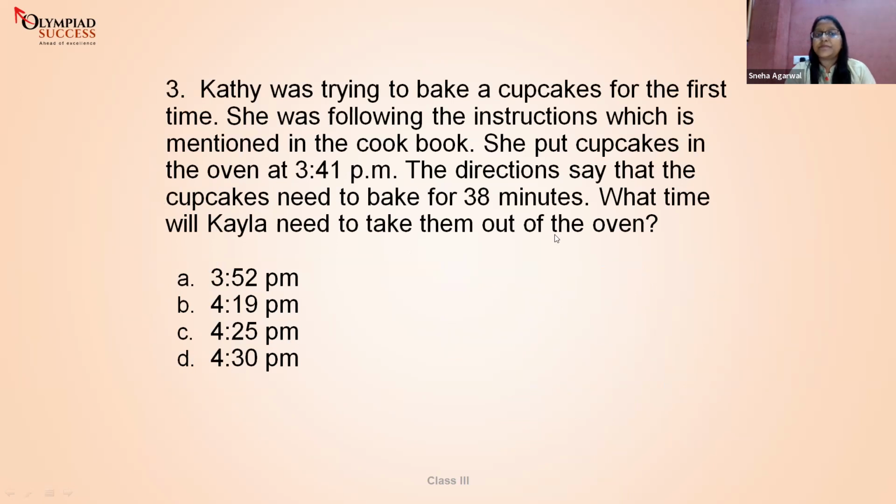Kathy was trying to bake a cupcake for the first time. She was following the instructions mentioned in the cookbook. Okay, again, you can see there is no data mentioned over here, so you can ignore these sentences. Now, next, she put the cupcakes in the oven at 3:41 p.m. So what's the timing mentioned over here? They have mentioned that she has put the cupcakes in the oven, or in the microwave, at 3:41. They mentioned the timing, at what time she is putting the cupcake.